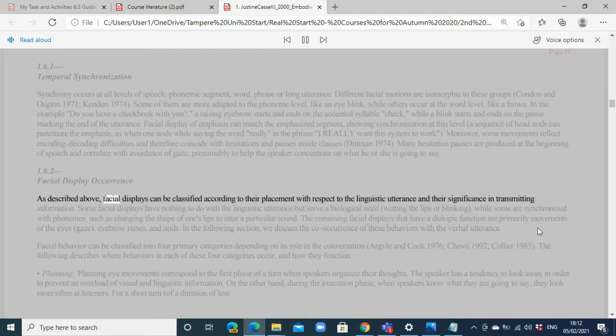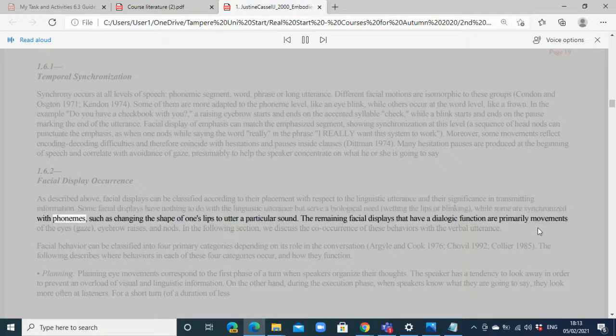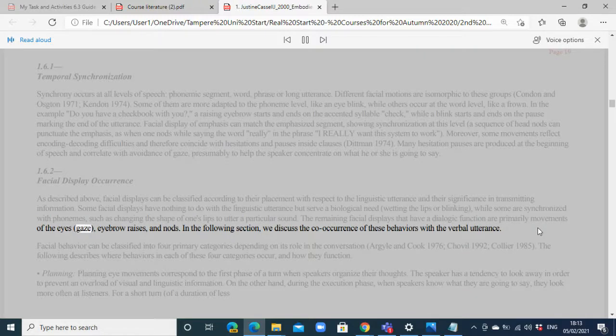As described above, facial displays can be classified according to their placement with respect to the linguistic utterance and their significance in transmitting information. Some facial displays have nothing to do with the linguistic utterance, but serve a biological need, such as wetting the lips or blinking, while some are synchronized with phonemes, such as changing the shape of one's lips to utter a particular sound. The remaining facial displays that have a dialogic function are primarily movements of the eyes, gaze, eyebrow raises, and nods. In the following section, we discuss the co-occurrence of these behaviors with the verbal utterance.